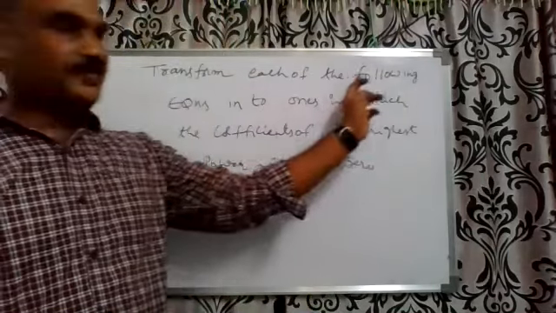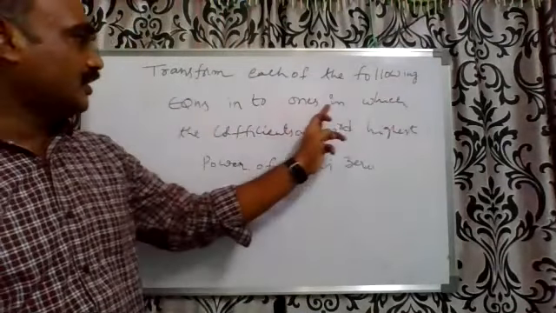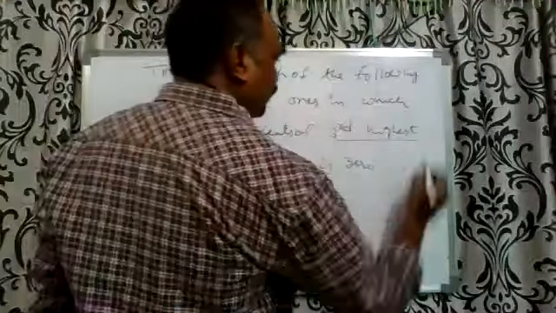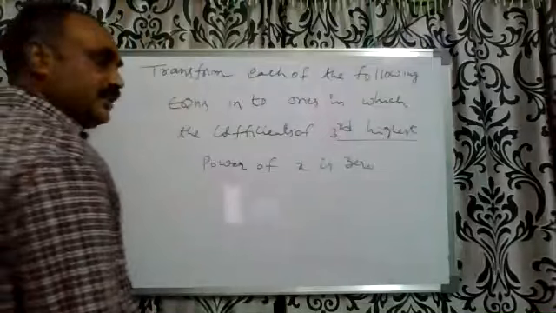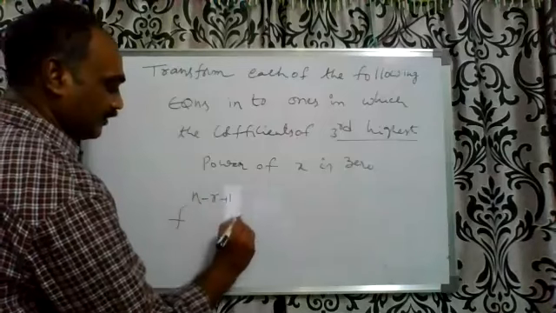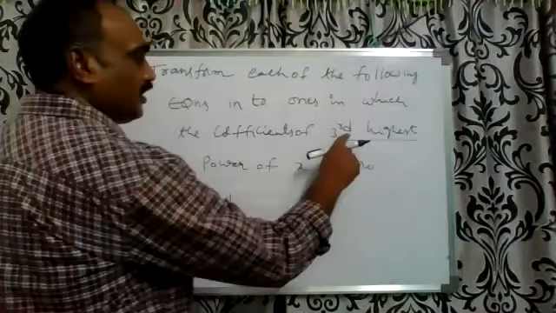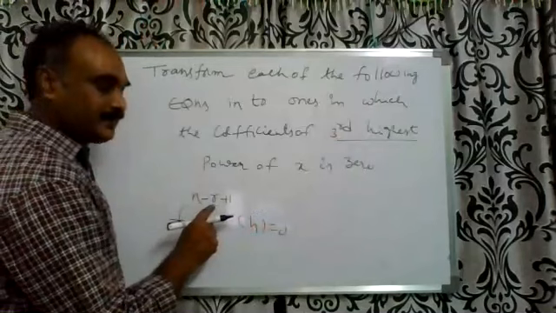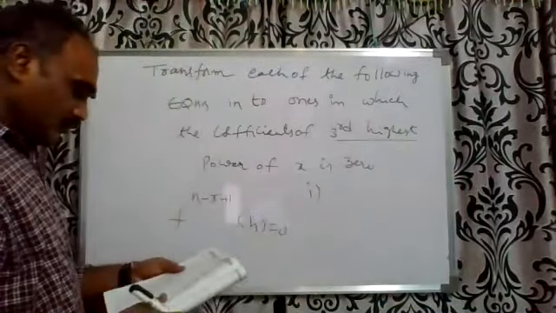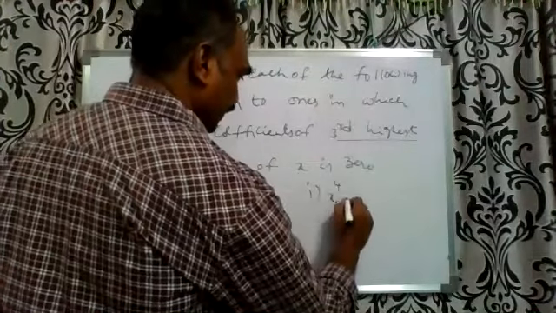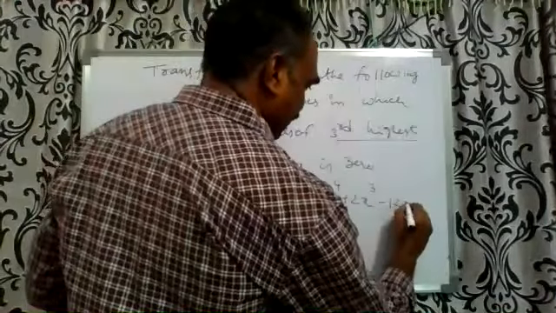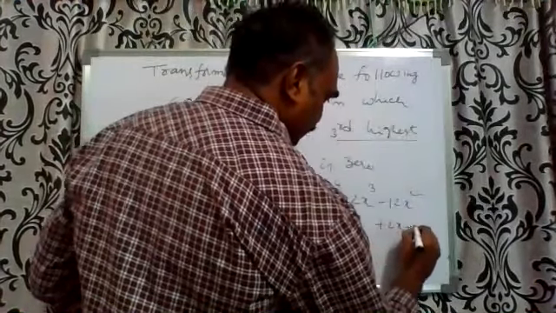Transform each of the following equations into ones in which the coefficient of third highest power of x is 0. So third highest power, eliminate rth term, formula f power n minus r plus 1 of h is equal to 0. So third highest power, r is equal to 3, n is equal to degree. So question number 1: x to the power of 4 plus 2x cube minus 12x square plus 2x minus 1 is equal to 0.